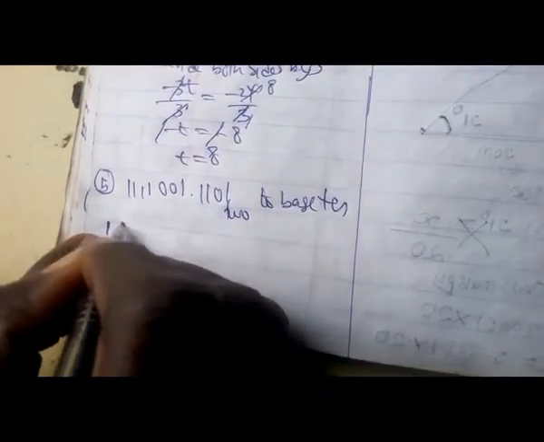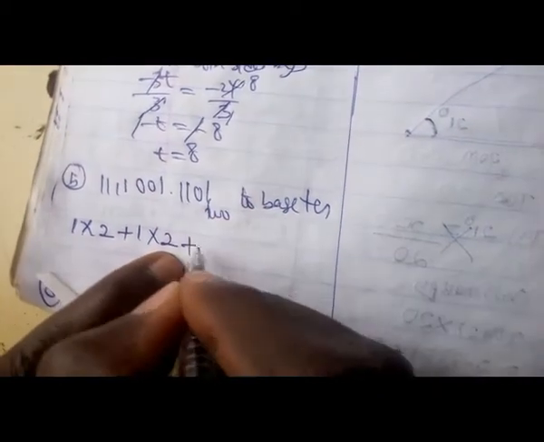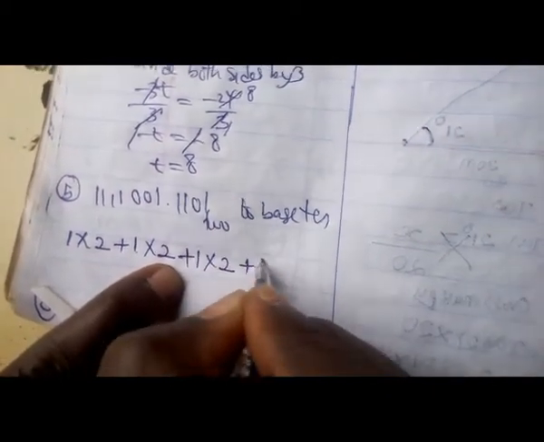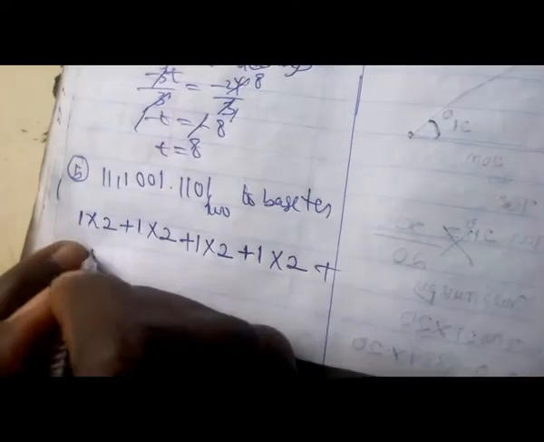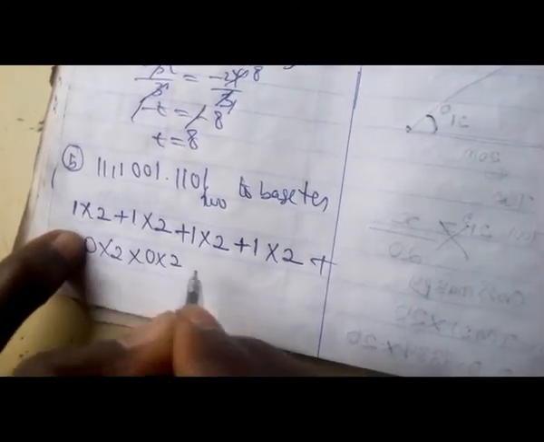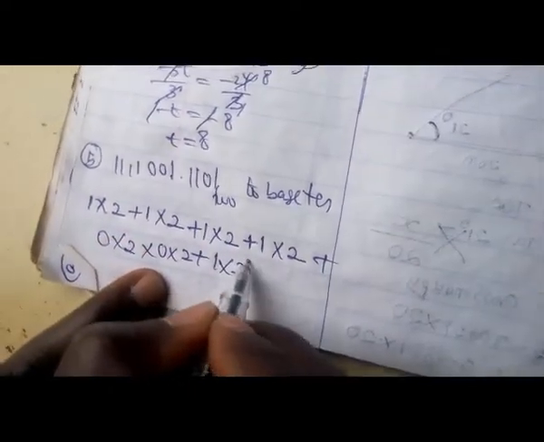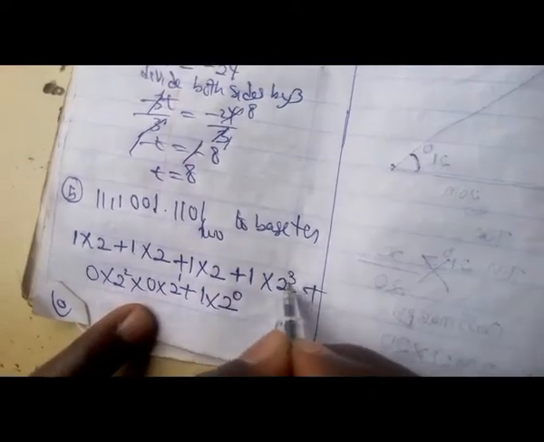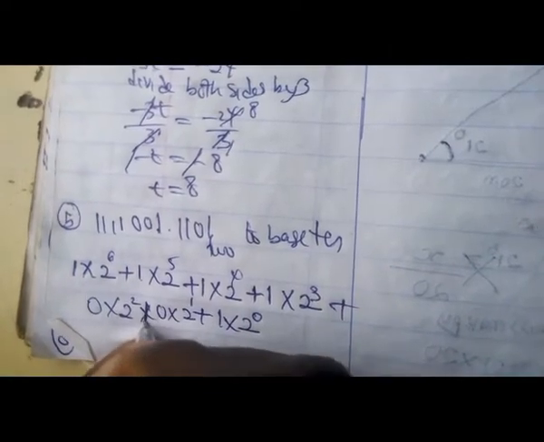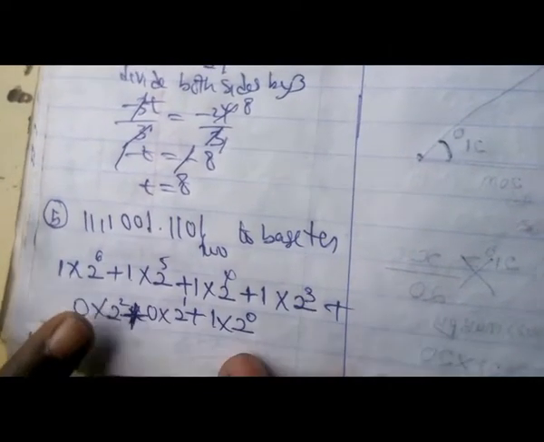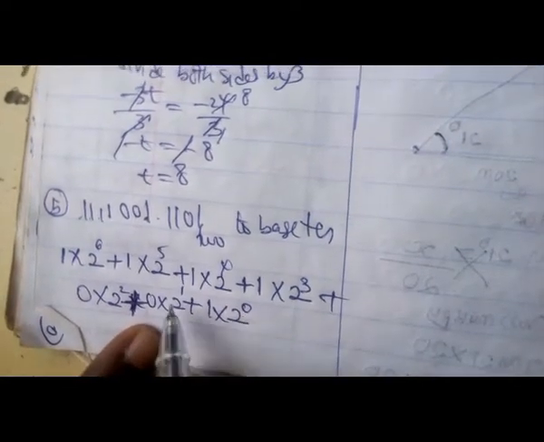So we say 1 times 2 to the power, plus 1 times 2 to the power, plus 1 times 2 to the power, plus 1 times 2 to the power, plus 1 plus 0 times 2 to the power, and so on. Let's do this one. You start from here: 0, 1, 2, 3, 4, 5, 6. You put those as the powers on the 2.